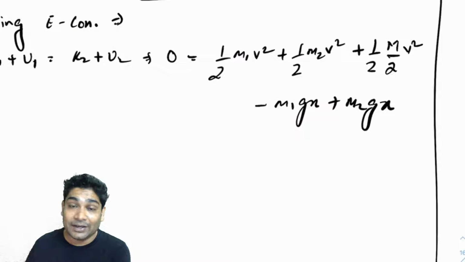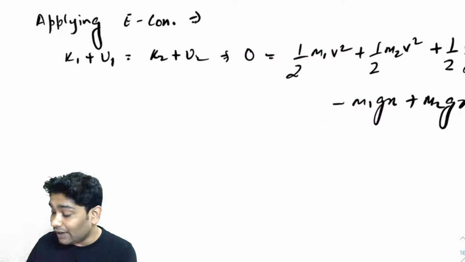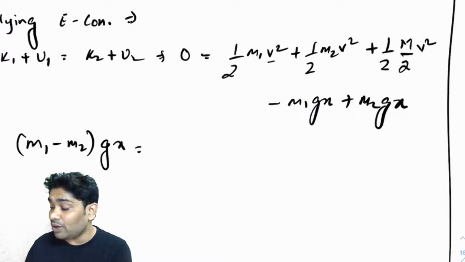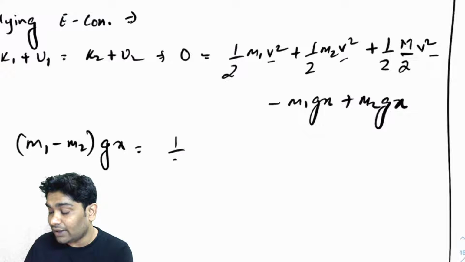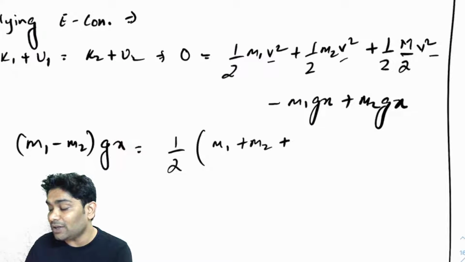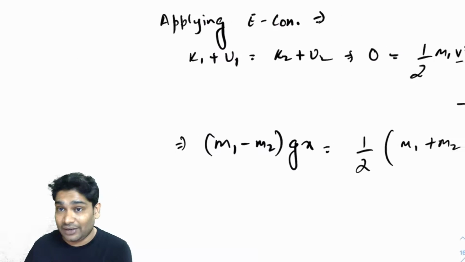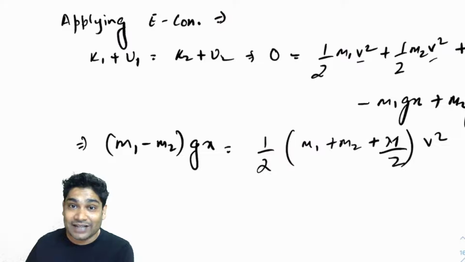Alright, so now I need to rearrange the coefficients. So when I do that, let's see what I'm getting. I am getting M1 minus M2 times g x equals, and I'm taking v square common from all this. So if I take v square and half common from this, I can get half M1 plus M2 plus M by 2 times v square. So this is the expression that I got from energy conservation. Now there is only one step left. So you differentiate both the sides with respect to time.